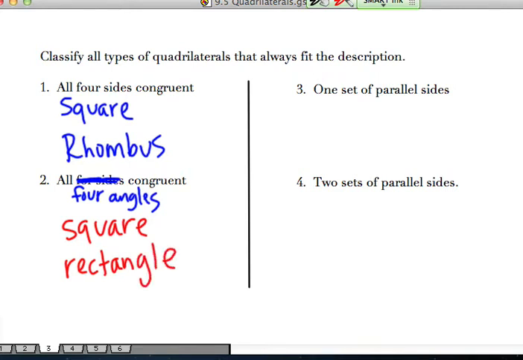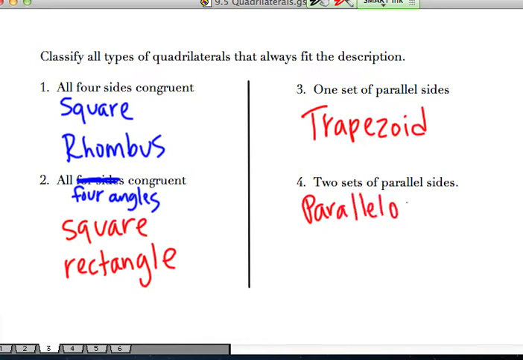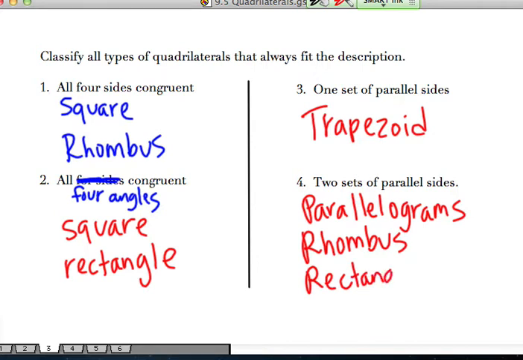Okay. All right. The type of shape that has one set of parallel sides, that's a trapezoid. Okay. And only one set of parallel sides is a trapezoid. Two sets of parallel sides are all the other ones we talked about. We got parallelograms. They always fall into this. Then rhombuses always have two sets. Rectangles. And finally squares. Okay. Because all of these are types of parallelograms, which means the opposite sides have to be parallel. Okay.